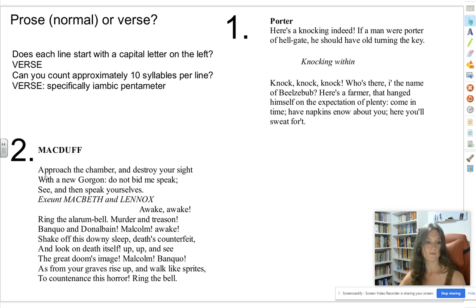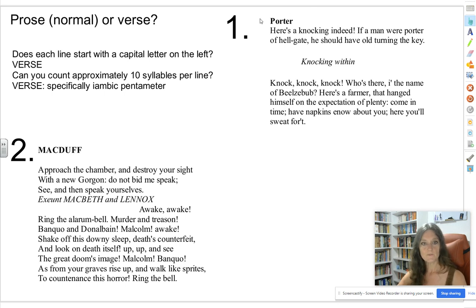Thank you, Macduff. You've demonstrated my point beautifully. So we've got this lovely iambic pentameter. Hopefully you can see here as well that we've got a little stage direction interrupting this line. "See and then speak yourselves awake, awake." So even though they come in the middle of his line, he still manages to keep that iambic pentameter going. Okay, and then you can see as well, sight, speak, selves, wake, treason, awake, counterfeit, see, Banquo, sprites, and bell. It doesn't rhyme, so it's unrhymed iambic pentameter, blank verse.